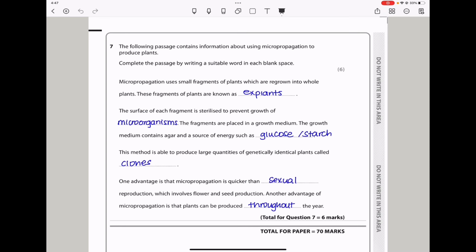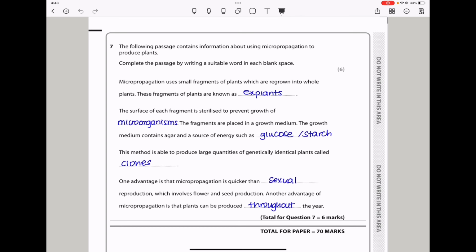Question 7. The following passage contains information about using micropropagation to produce plants. They want you to complete the passage by writing a suitable word in each blank space. This is for micropropagation, where explants are used. Micropropagation uses small fragments of plants which are regrown into whole plants. These fragments of plants are known as explants.